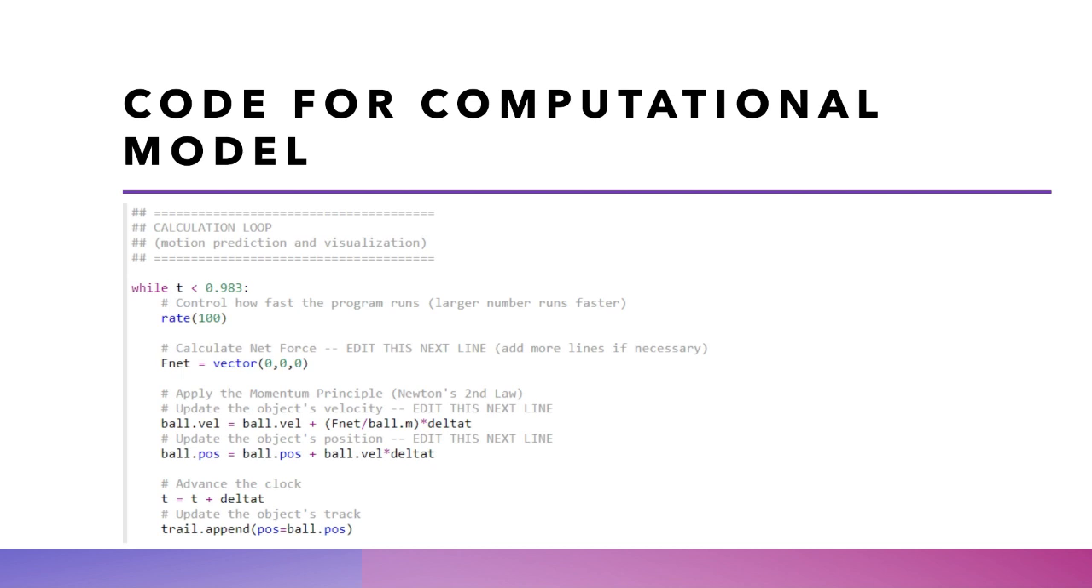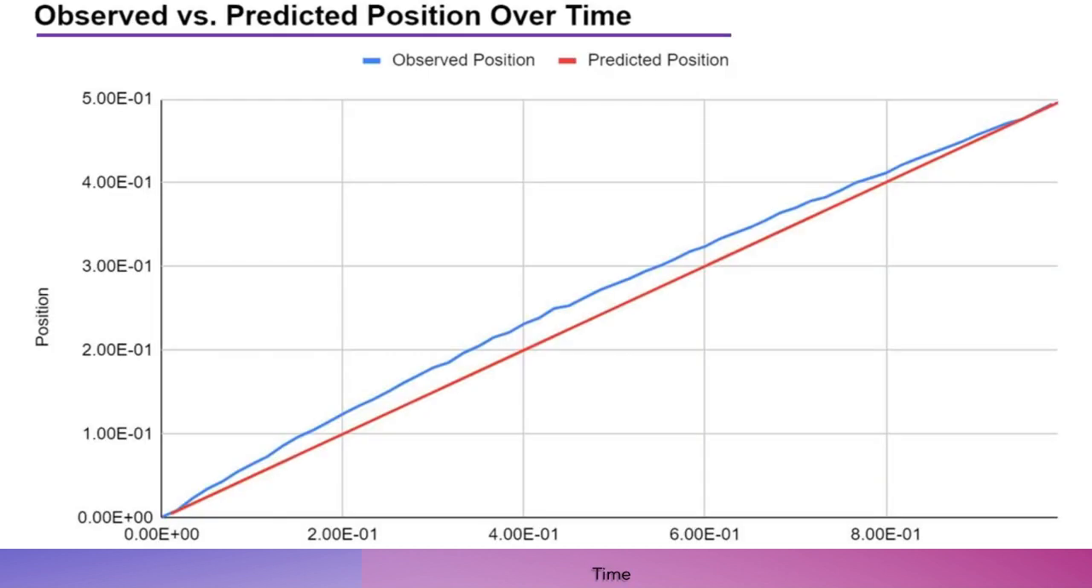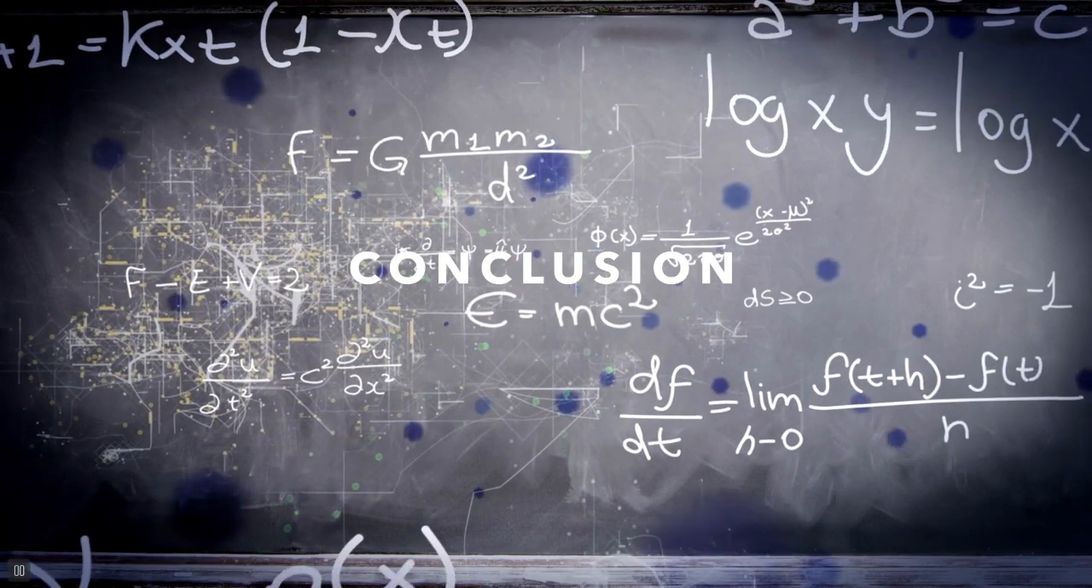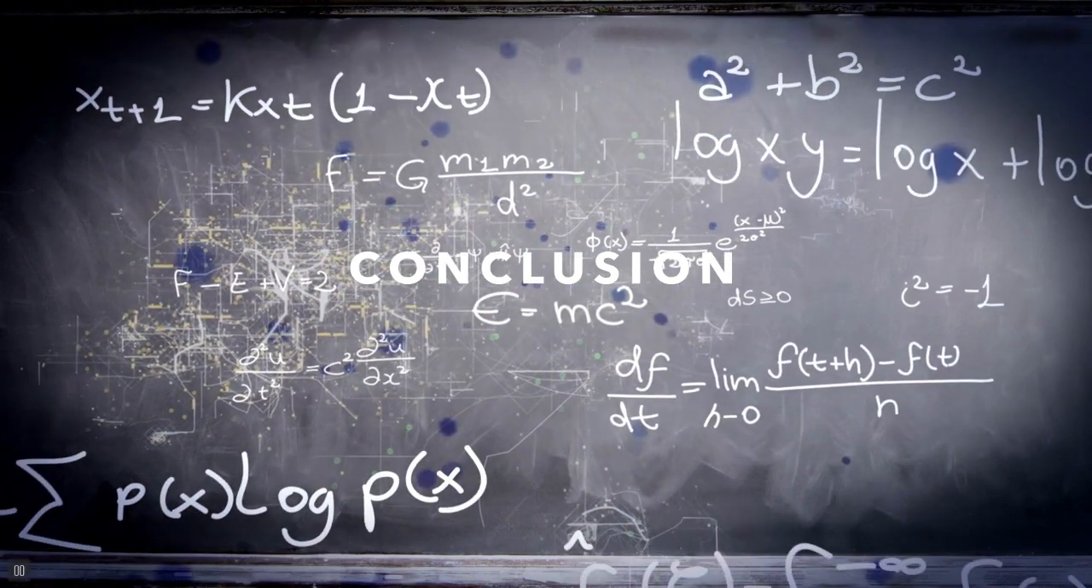Next is the graph of the data that we received. As we can see, there is some disparity between the observed and the predicted positions over time. Now that we have completed the experiment and have organized the data, let's conclude by talking about what it all means.